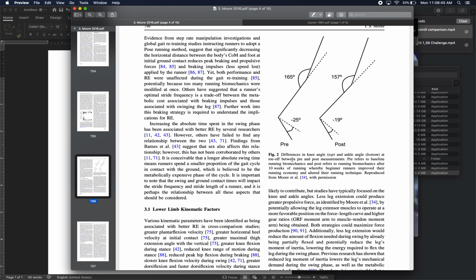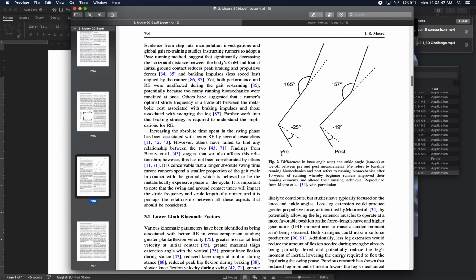So one result that they did find is that in the pre-condition here, so in the novice runners while they were novices, prior to these 10 weeks of training, when they were toeing off from the ground, at the end of the stance phase and just about to pick their foot up off the ground and begin the swing phase, they had a relatively extended leg at toe off, meaning their knee was extended to almost full extension, to about 165 degrees between the thigh and the shank. And their ankle was also pretty extended, plantar flexed by about 25 degrees.